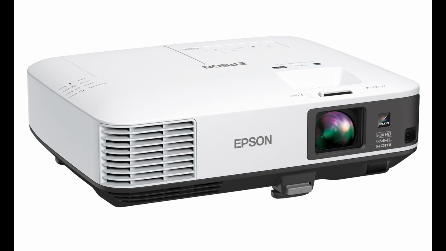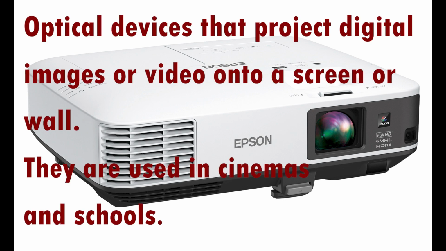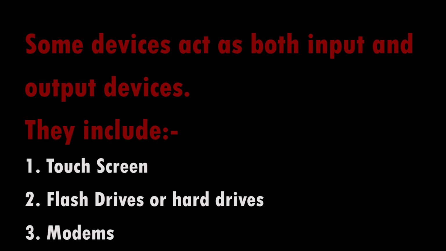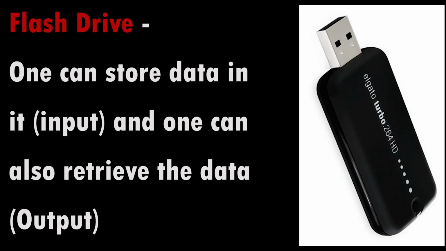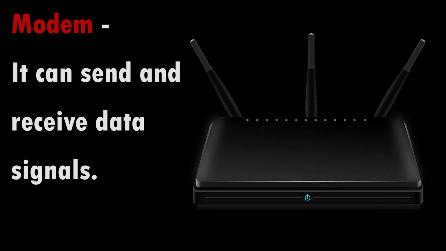Next, we have the projectors. A projector displays images on a large screen. Projectors are widely used in classrooms, meetings, and presentations. Some devices can act as both input and output devices, e.g., a touchscreen. You can touch it to input data and it will display the output. A flash disk or hard drive stores the data and also retrieves the data. A modem sends and receives data over a network.